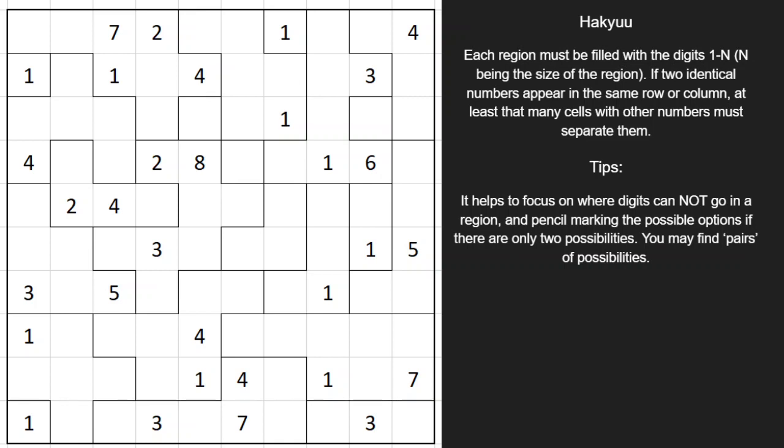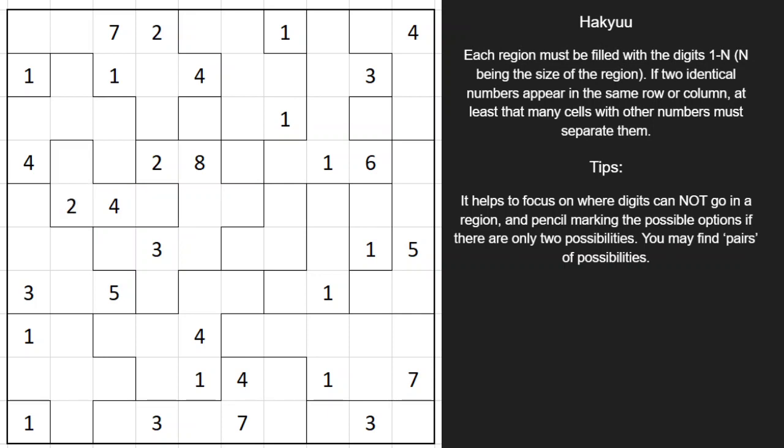This one's known as a Hakyuu. How it works is each region is going to be filled with the digits 1 through n, being the size of the region. So if you have a 2-cell region like we have here, you're going to have the digits 1 and 2. If you have a 3-cell region like we have here, you're going to have the digits 1, 2, and 3. And a 4-cell region is going to have the digits 1, 2, 3, and 4, and so on.